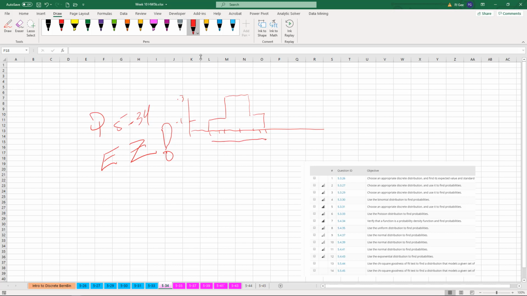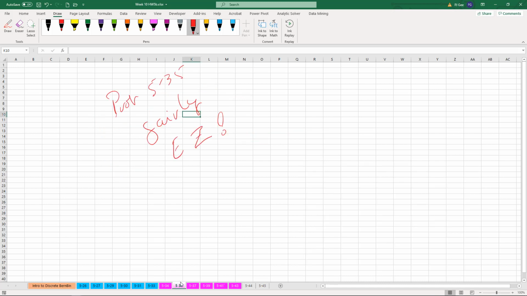Okay, so we've moved into continuous probability here. We were in the discrete, now we're in continuous. So this problem, problem 534, is fairly easy and straightforward. Same with 535. There was another set of very basic questions.